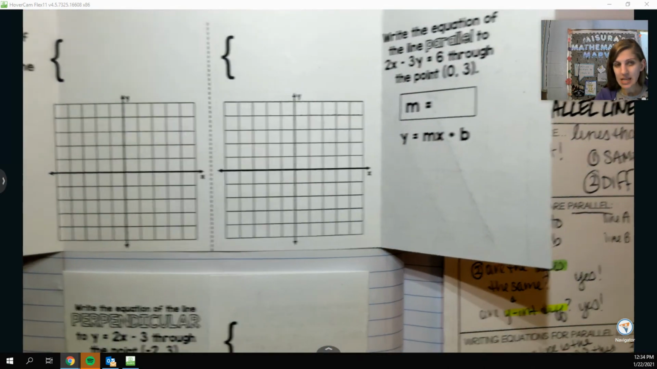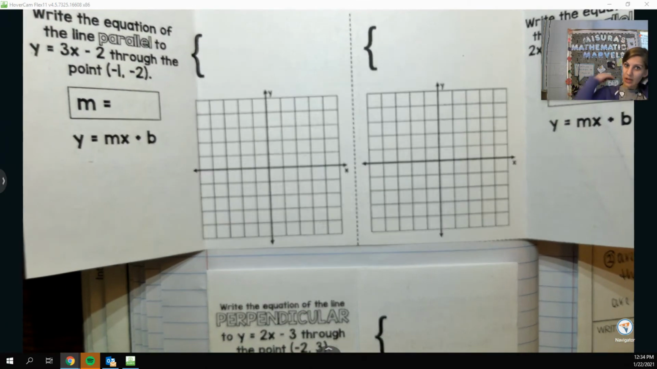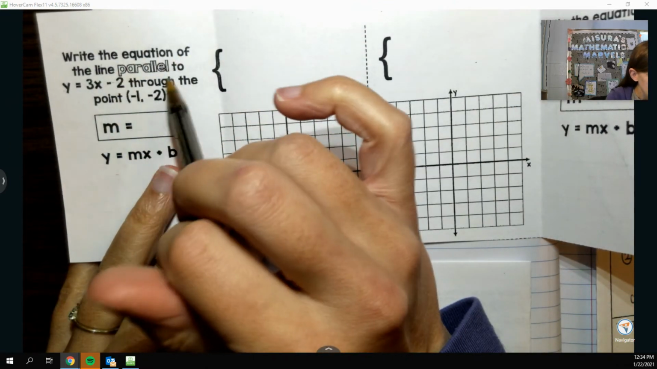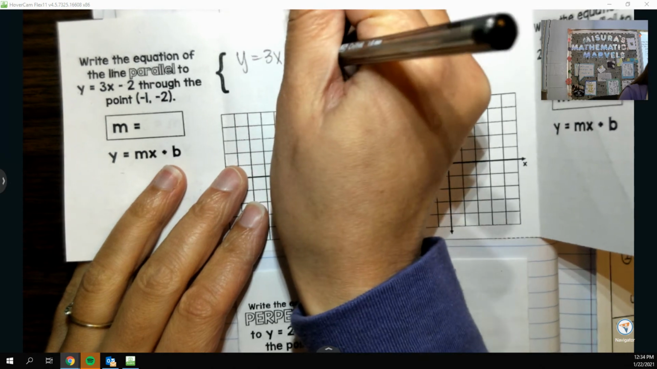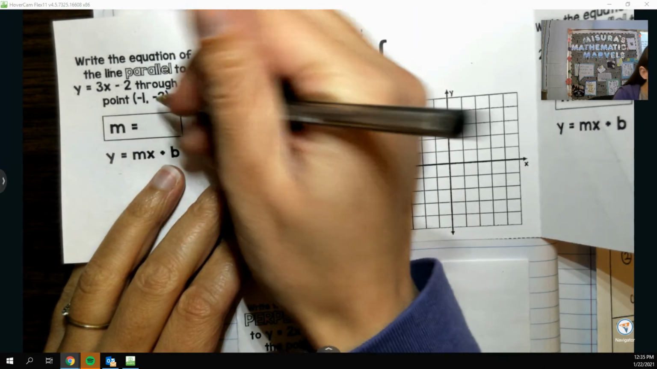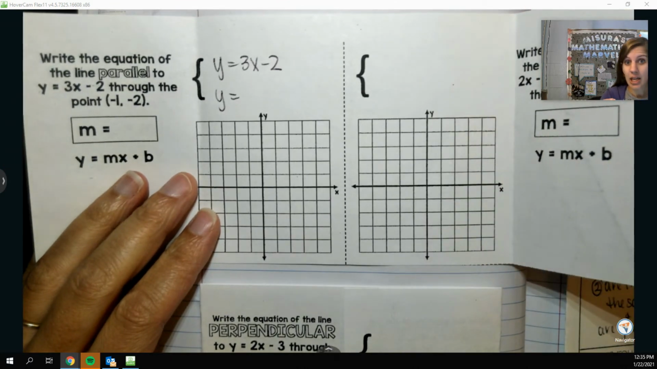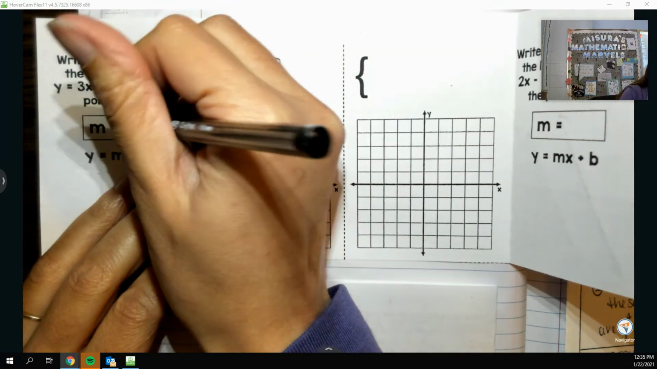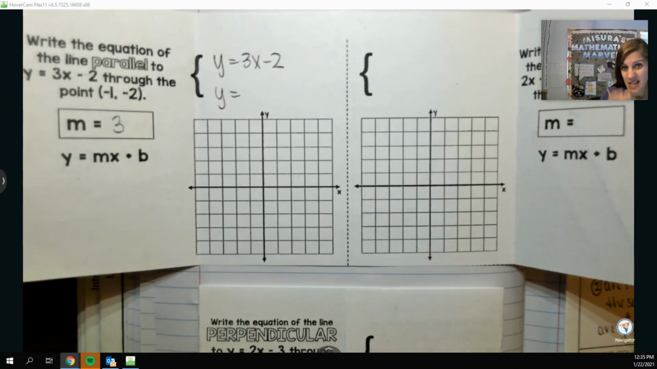I actually want to try this one in a little bit of a different way because the super interesting thing is I can do it graphically instead. So write the equation of a line that's parallel to y equals 3x minus 2 and goes through the point -1, -2. Now I could do it like I did the last one where I put it in point slope form, distribute, get y alone. My slope needs to be the same since they're parallel. But let me just think about this a different way.